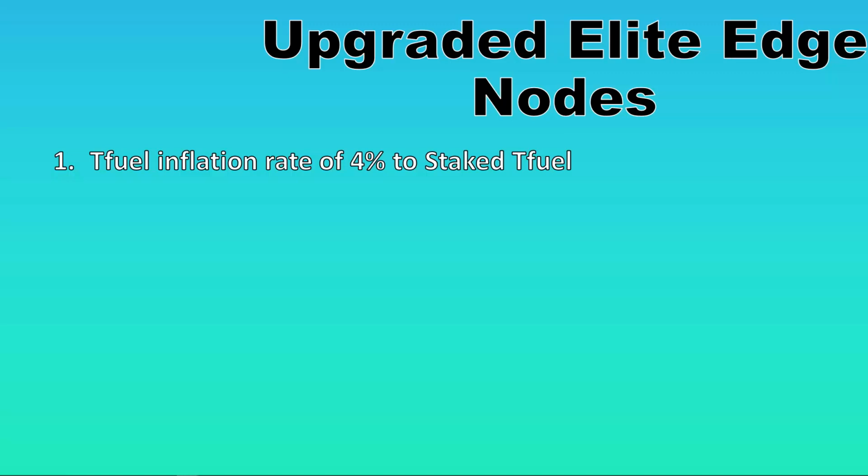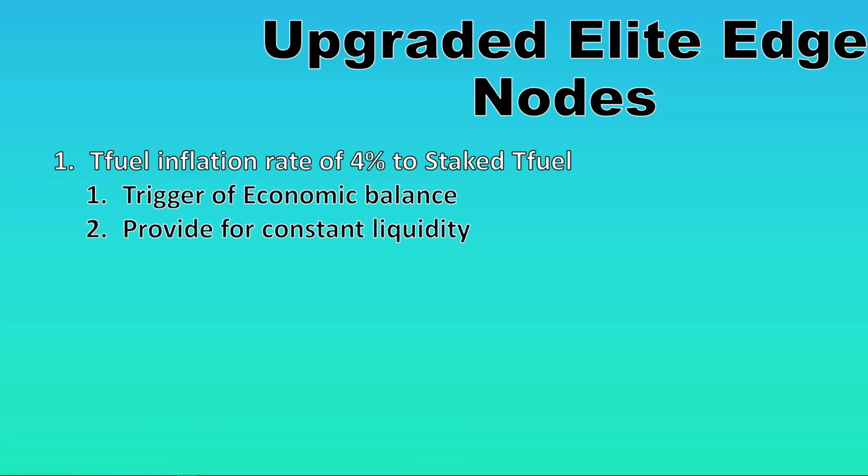Now in the actual white paper it specifies 2 to 4% inflation rate, and that means that it's something that can change. They're going to have the ability to change dynamically what that inflation rate is based on the overall demand and how it impacts the economics. Though communication from the team is that it's going to start at 4%. This is designed to trigger economic balance, as well as provide for constant liquidity.